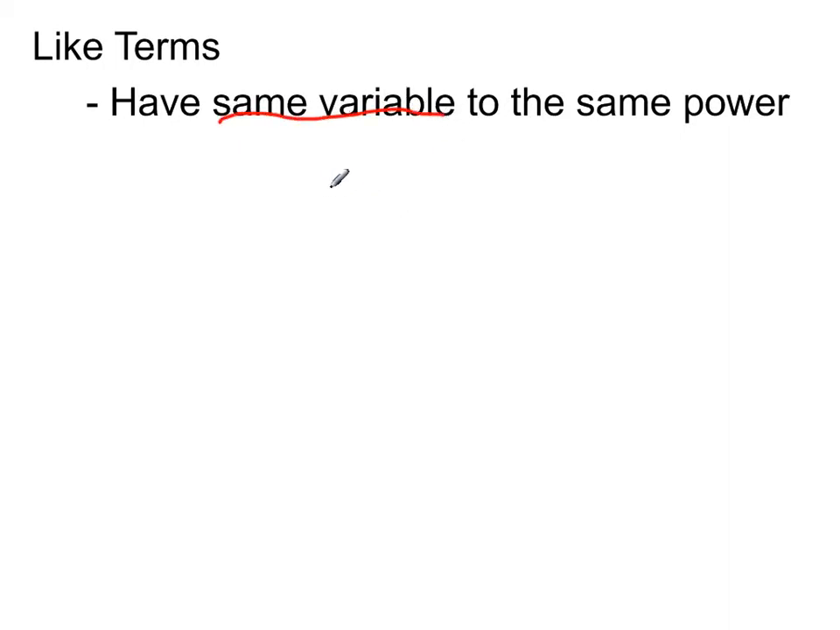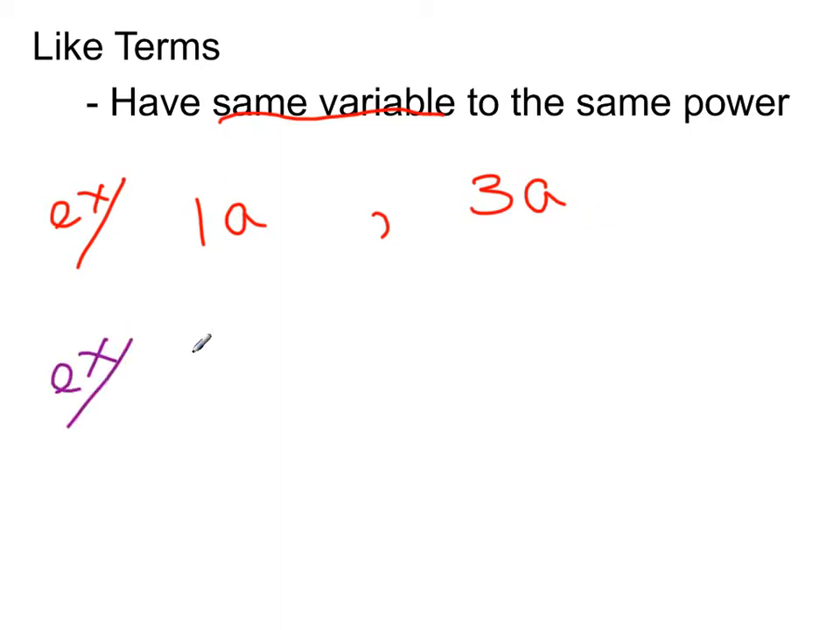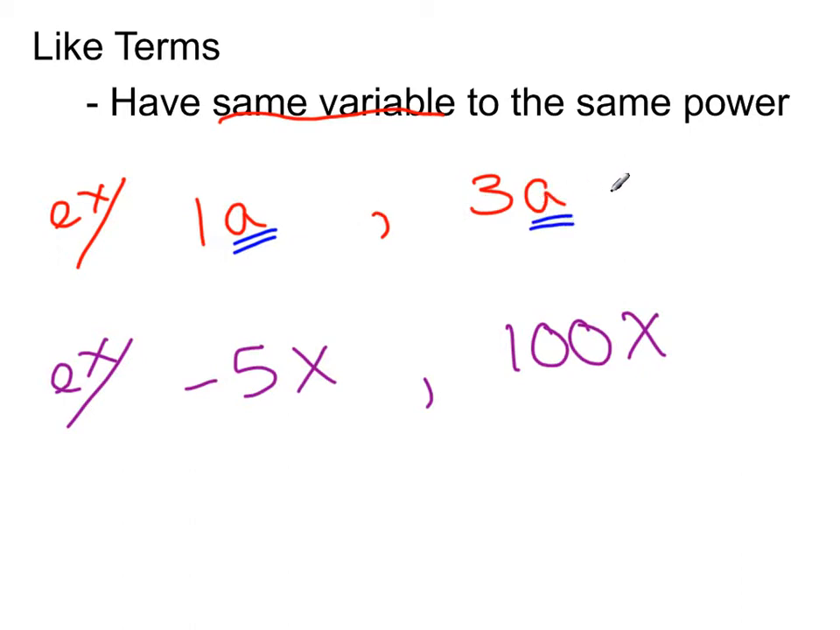So, like terms, for example, we could have one apple, let's call it 1A, and another like term to that would be 3 apples, or 3A. We could also have another example, let's be a little bit different. We could have negative 5x, where x could represent anything. It could be dollars, so I owe somebody $5. Or I could even have 100x. They don't have to both be the same signs. The most important aspect here is the variables. A and A are the same, so these guys are like terms. X and X are the same, so they're like terms.